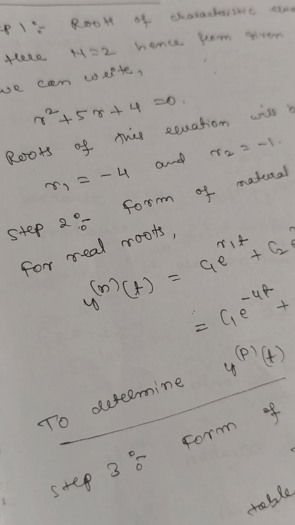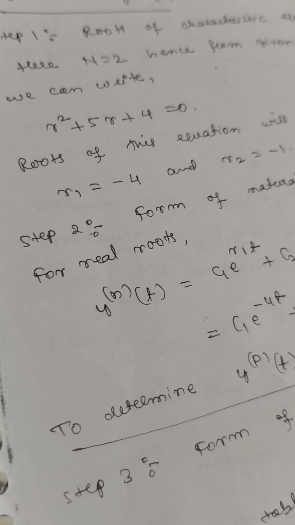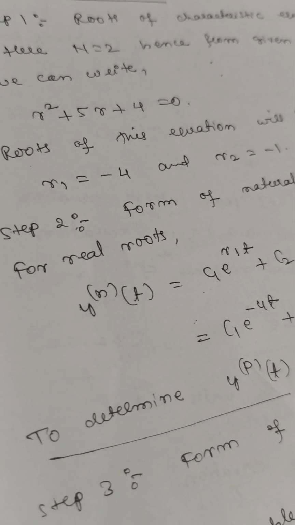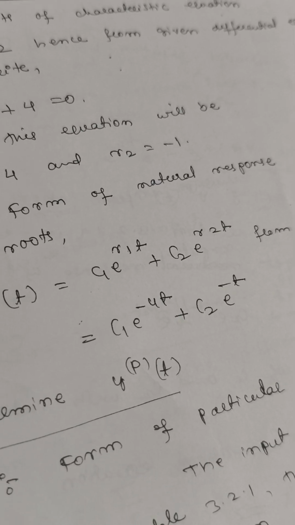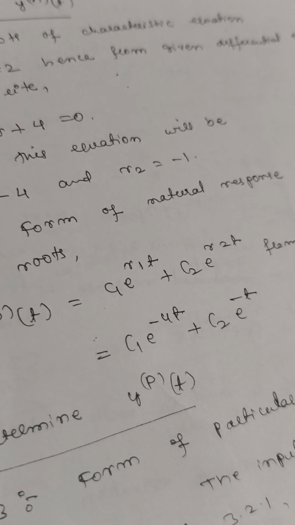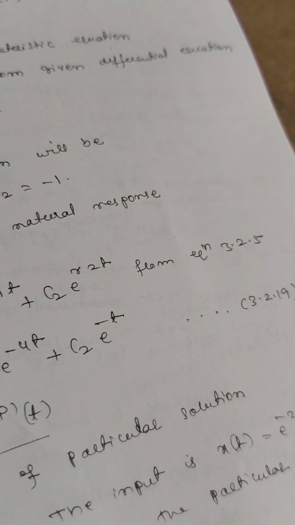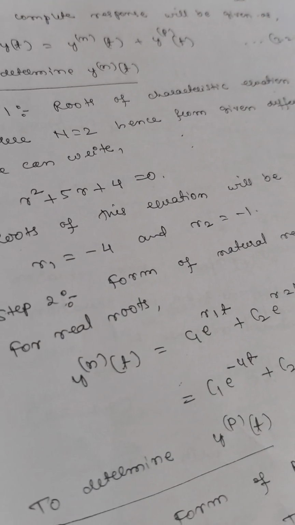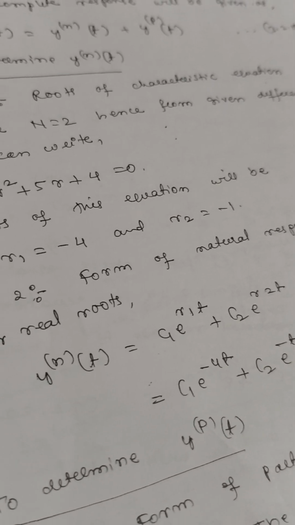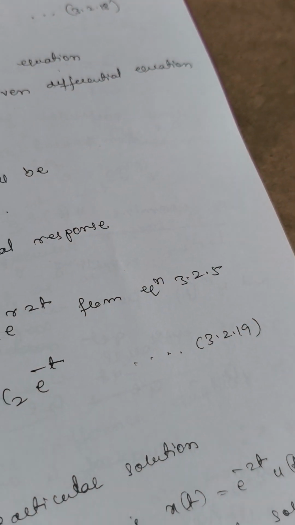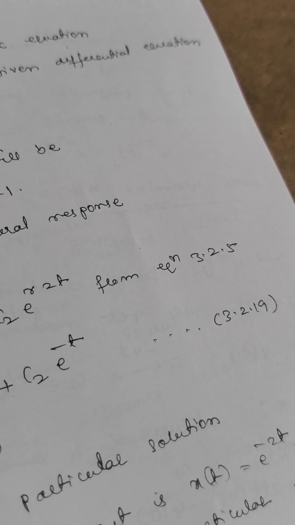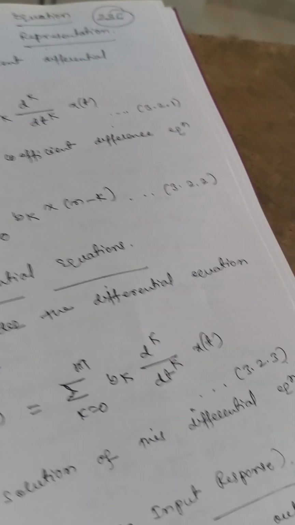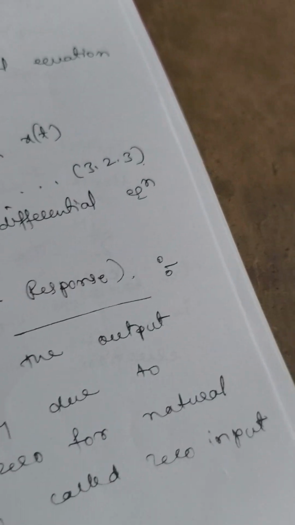For real roots, the form of natural response is y_n(t) equal to c1 e raised to r1 t plus c2 e raised to r2 t, from equation 3.2.5. This is the form of the natural response. In this equation we have to substitute the values.